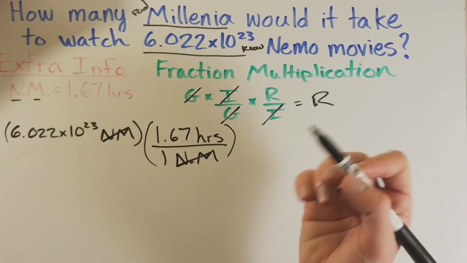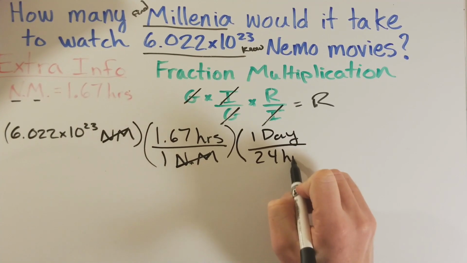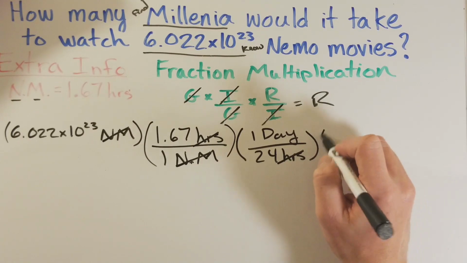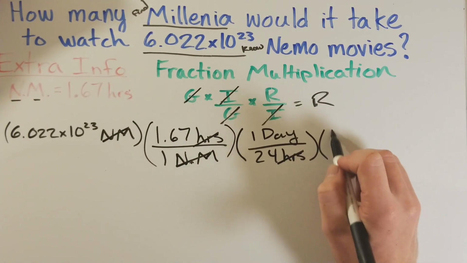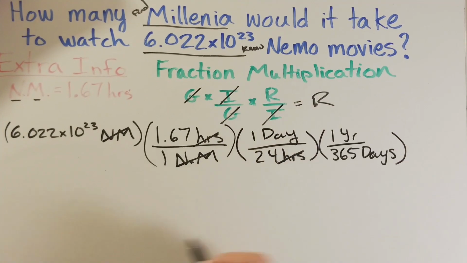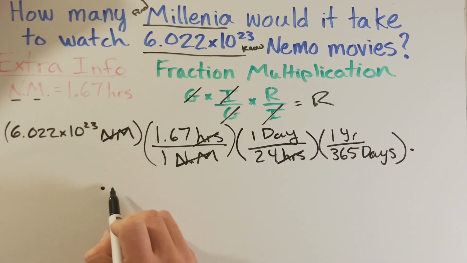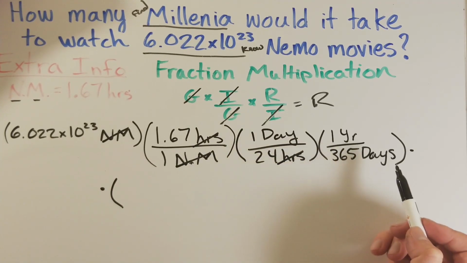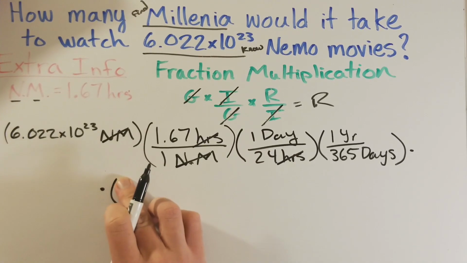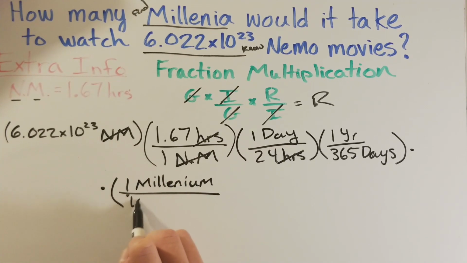For hours, we need to know how many hours there are in a day. So in one day, you have 24 hours. Again, we can see that hours cancels, and now we're in the units of days. How many days are there in a year? There's approximately 365 days in a year. So in 1 year, we have 365 days. I'm running out of room here, so I'm going to drop down to another multiplication just down here. It's still being applied. So again, we need to know how many years there are in a millennium. So there's 1,000 years in one millennium.